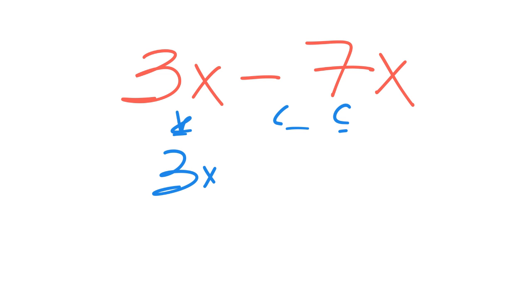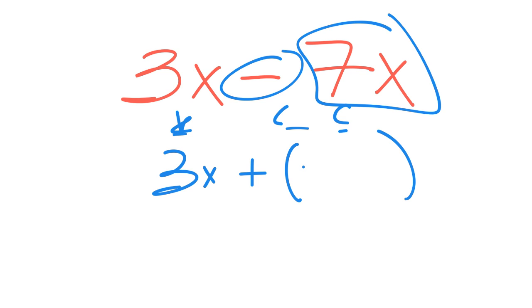Do the little things that are going to help you. So bring down the 3x, that changes to plus, and then the opposite of 7x is negative 7x. And since these terms like each other, because they're both x to the first, we can combine them. So we're combining 3 and negative 7, which means we're starting at 3, going 7 to the left, and that's going to leave us at negative 4x.